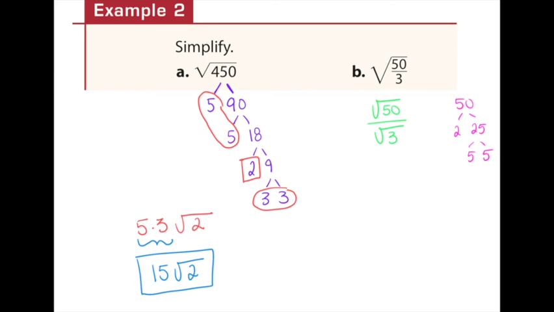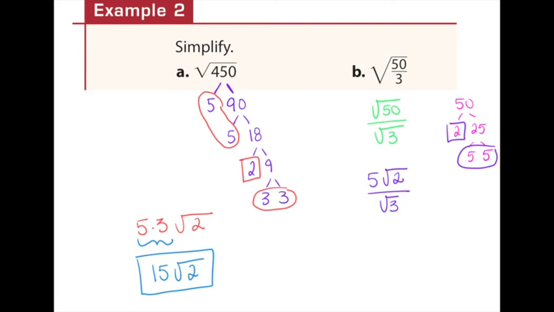You can see that I have a pair here. So the 5 can come out. The 2 will stay in. All right. And then I have the square root of 3 on the bottom. Now 3 is already prime. I cannot split that up anymore. So that is as factored as I'm going to get it.